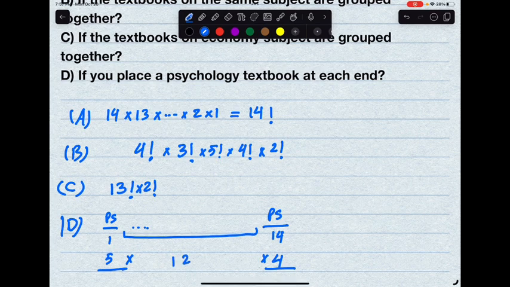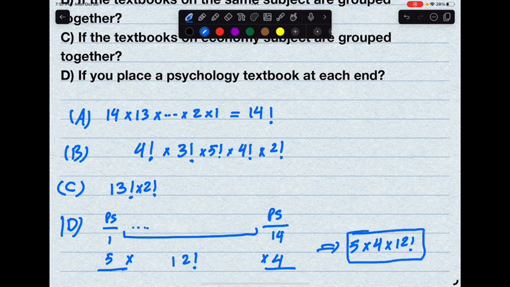So what is the total number? It's just 5 times 4 times 12 factorial. So that's all the forms. We can just place these 14 books on the shelf, 2 psychology books at each end.